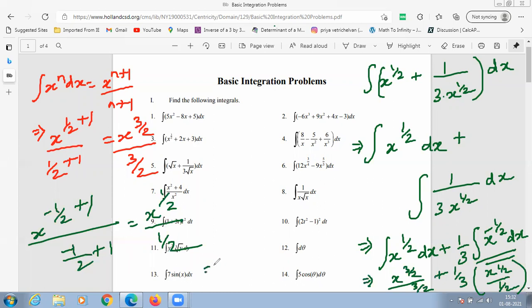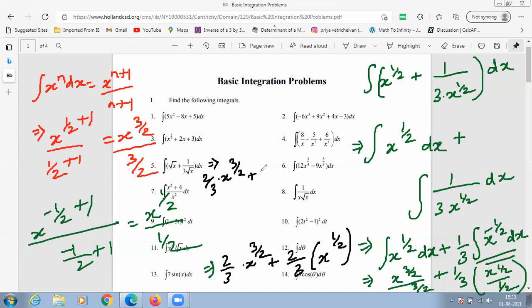Right? So this can be simplified. This x power 3 by 2 upon 3 by 2 can be written as 2 by 3 times x power 3 by 2, plus 1 by 3. The denominator 1 by 2 can be written as 2 by 1. So 1 by 3 into 2 by 1 can be written as 2 by 3 into x power 1 by 2. So that is the result for question number 5. That is 2 by 3 times x power 3 by 2 plus 2 by 3 times x power 1 by 2. I hope it is clear.